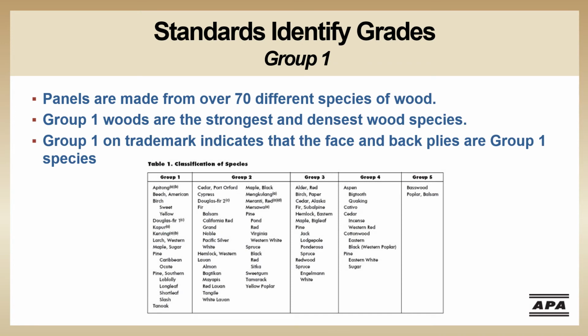PS1 panels can be manufactured with many different species of wood. For prescriptive construction, the species are broken down into 5 group classifications, with Group 1 species being the strongest and densest. Both southern yellow pine and Douglas fir are Group 1 species. If you find Group 1 listed on the trademark of a sheet of plywood, both the face and back veneers are Group 1 species.